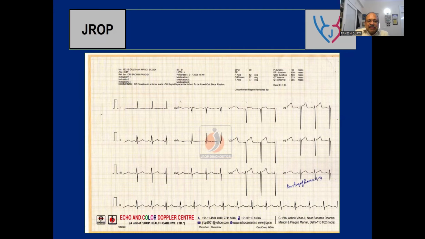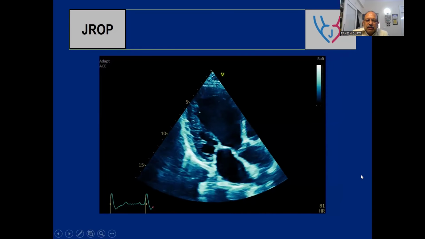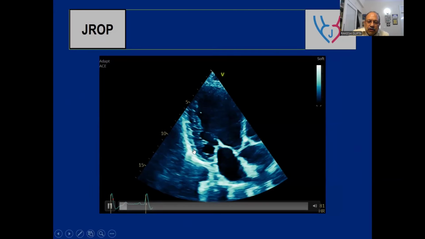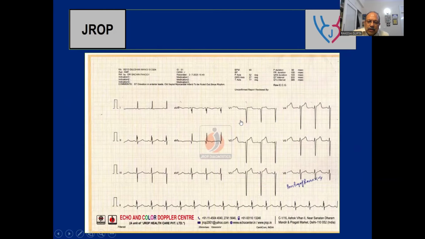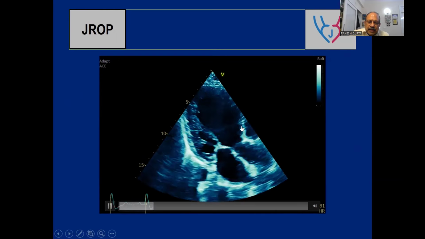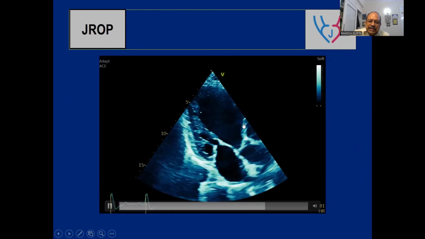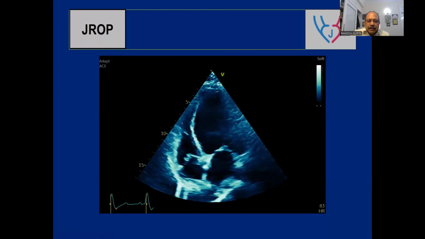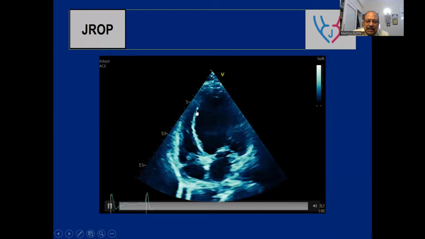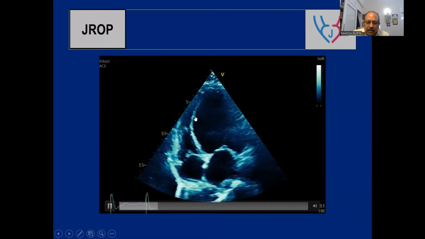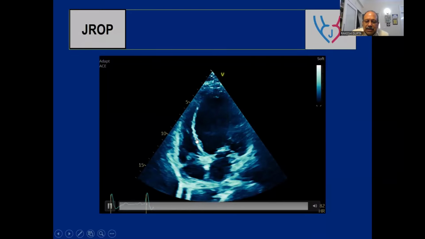Poor R wave progression V1 to V4, V5, V6. Now look at the wall motion abnormalities. This is posterior wall. This is anterior septum. Now look carefully, what is the problem with anterior septum? Even the basal anterior septum is not contracting. It's a basal and mid anterior septum. They're almost akinetic. Now look at the segments again. I can't tell you about lateral wall, but certainly the apex is akinetic. The mid septum is akinetic. Basal septum is also akinetic.